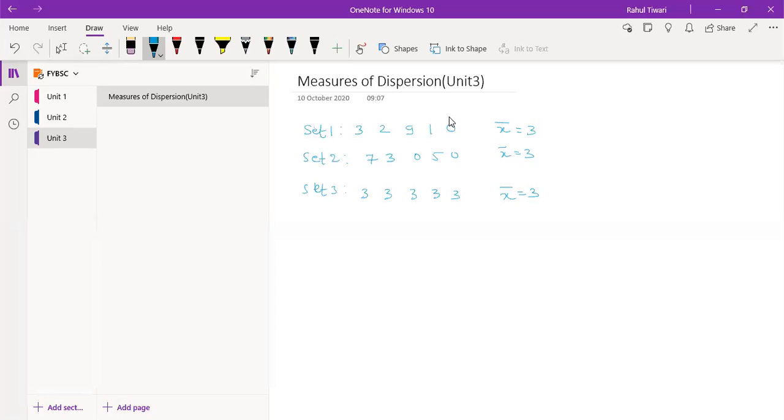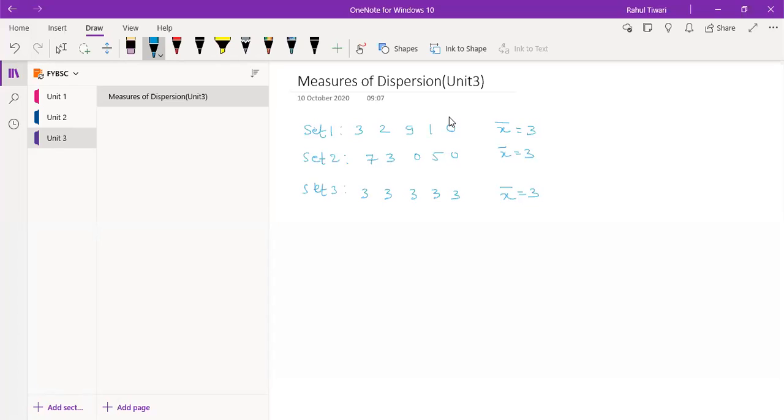So how do you understand which set is better? If I compare set 1 and set 2, I got the mean is 3, and here the mean is also 3. So how do you know which set will be better? Similarly, if I compare set 2 and set 3, how do you know which set is better? Because based on the central tendency, we are finding which set will be better.